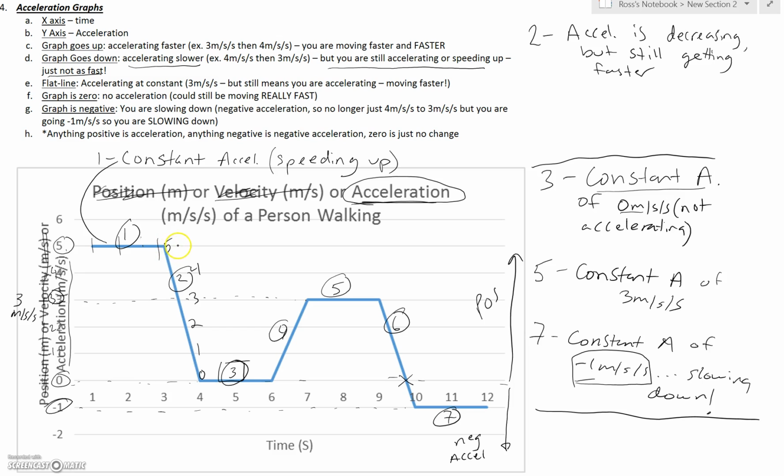Here, if we stayed at this rate of acceleration, you'd be going up by jumps of 5, 10, 15, 20. Here you're going up by jumps of 4: 20, 24, 28, 32. Jumps of 3, so from 32 to 35 to 38 to 41. Now jumps of 2, 41 to 43 to 45 to 47 to 49, 51, 52, 53, 54, right? So we're still getting faster at all of these times, just not as quickly.